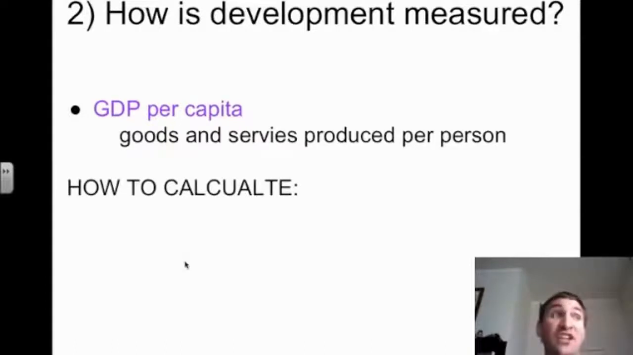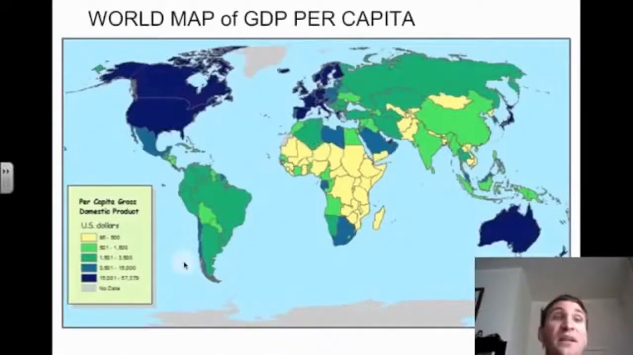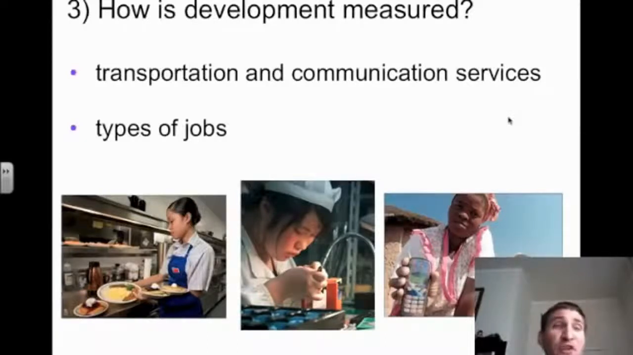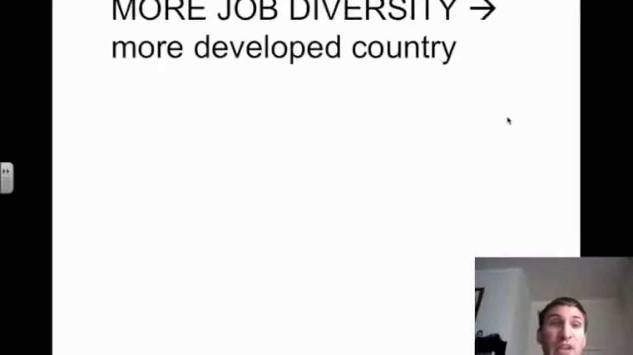And how do you calculate GDP per capita? Well, you take the GDP, the wealth of the nation, you divide it by the population in that nation, and you get the GDP per capita. How is development measured? It can also be measured in terms of transportation and communication services. It also can be measured in terms of the types of jobs. And generally speaking, the more job diversity a country has, the more developed that country is.